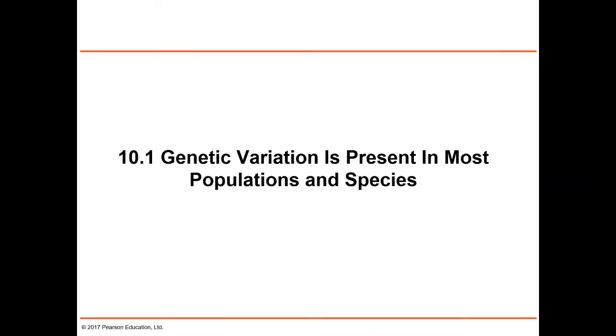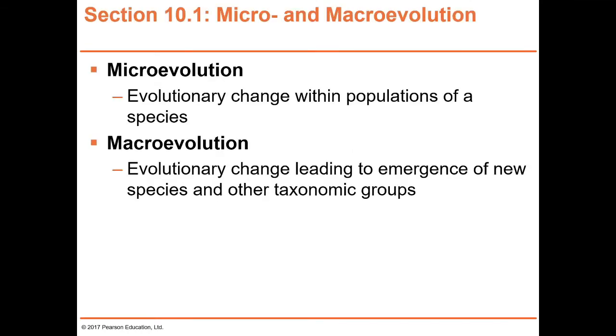Part 1. Genetic variation is present in most populations and species. Microevolution and macroevolution. Microevolution is an evolutionary change within populations of a species, and macroevolution is an evolutionary change leading to emergence of new species and other taxonomic groups.